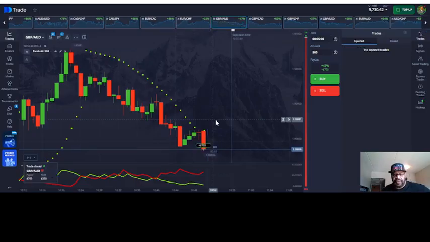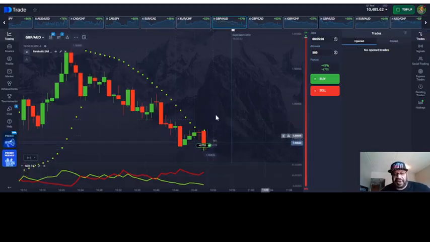Pushing nicely downward. Okay, so that trade was in the money. The binary quant engine accurately predicted a short at this level. All right, so I'm going to pause the video and wait for the next trade signal.